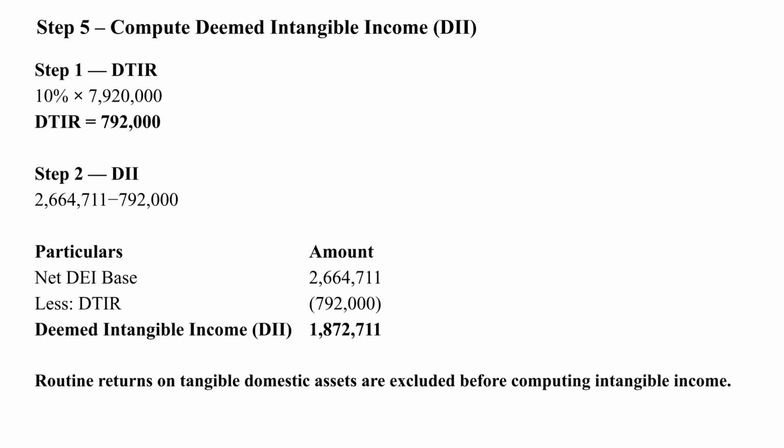Now we calculate deemed intangible income, commonly known as DII. Before doing so, the tax law removes a routine return on tangible domestic assets. This routine return is called DTIR and equals 10% of domestic QBAI. Congress intended FDII to reward excess returns that resemble intangible income rather than ordinary returns generated by physical assets. After removing the routine return, our DII equals approximately $1.873 million.